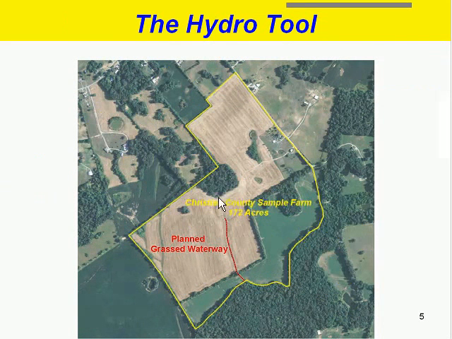So again, what we're going to do is use LiDAR to help us with designing a planned grass waterway, and specifically the first thing we need to do is the peak discharge for where that waterway is going to be built.